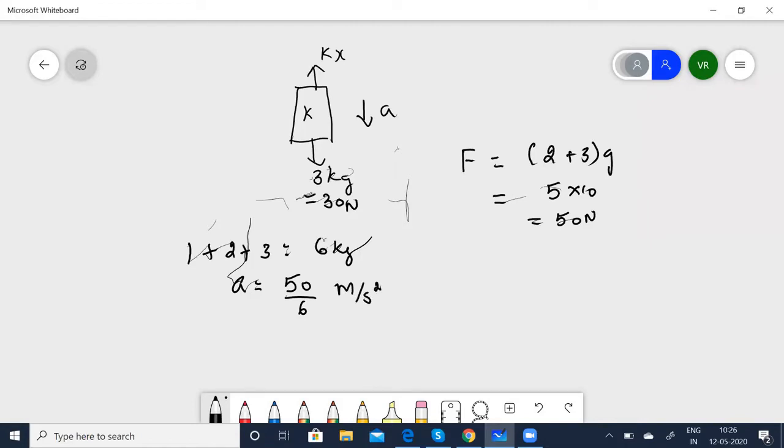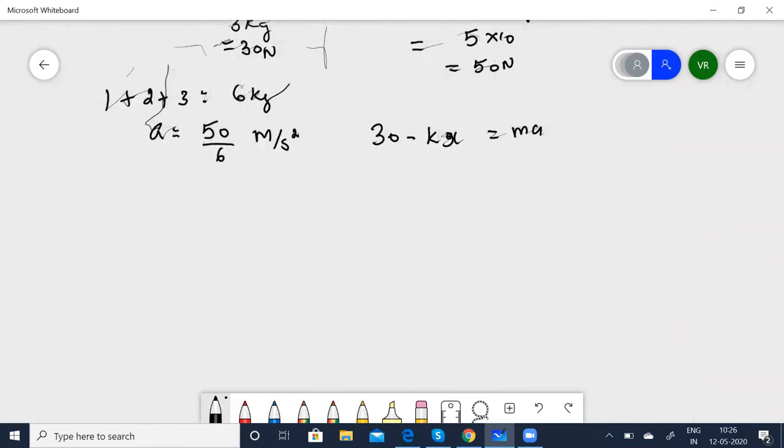From the FBD, you can see that 30 minus kx is equal to ma. The action and reaction are equal. So action is 30 minus kx, which you can equate to the force, which is equal to ma. Here we know k, we know m, we know a. Substitute all the values and find x. The value of k is given as 50, mass is 3, and acceleration is 50 over 6.